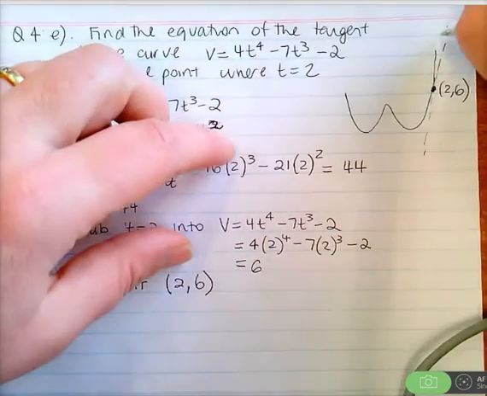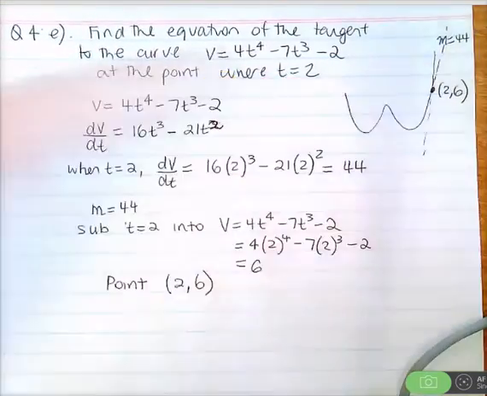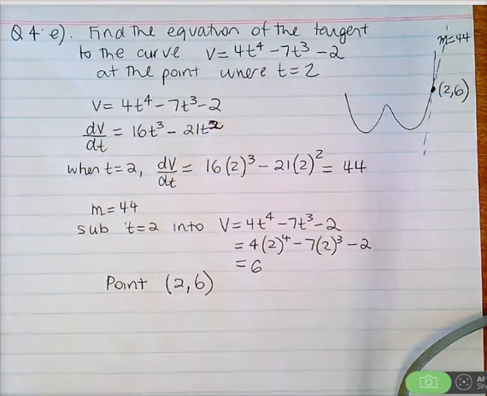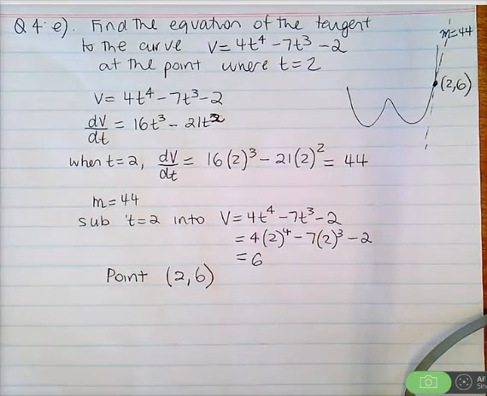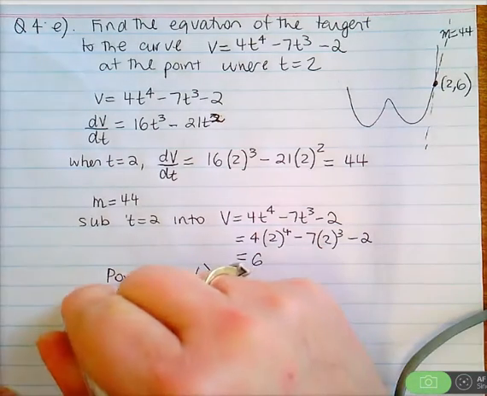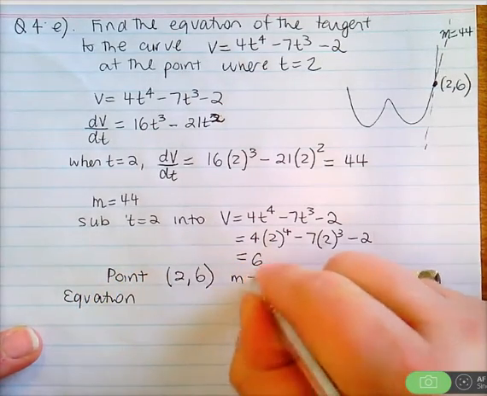Yeah. See, I know the gradient at this point is 44, and I need a point on the curve. When you find the equation of a line, you need a point on that line and the gradient. Okay? So you only substitute into the derivative, dv dt, to get the gradient, not to get a point on the curve. If you want a point on the curve, you substitute into the original curve.